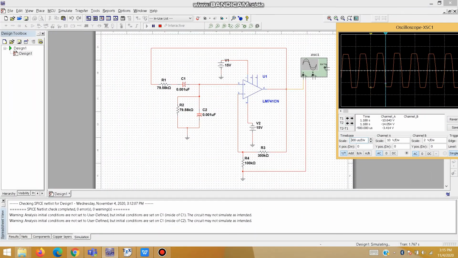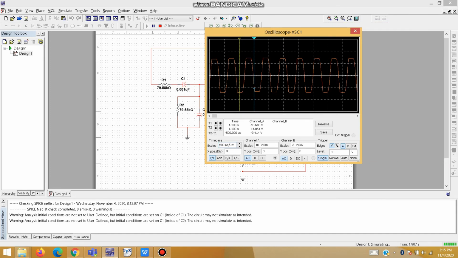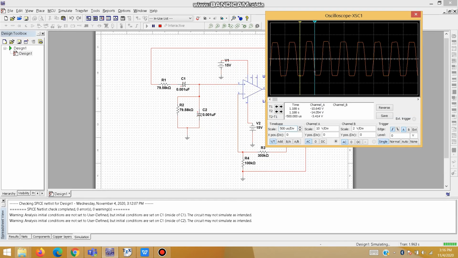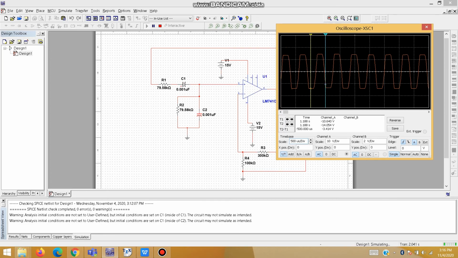We still use the same circuit, but this time our target is to get a frequency equal to 2 kilohertz. So our R1 and R2 value is equal to 79.58 kilo ohm. From the waveform we can measure the period. The period is equal to 500 microsecond. So we use the formula of frequency and put this period equal to 500, and the result will be the same as our target, equal to 2 kilohertz.